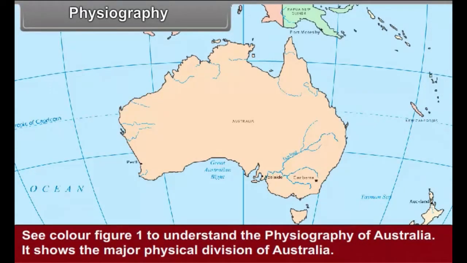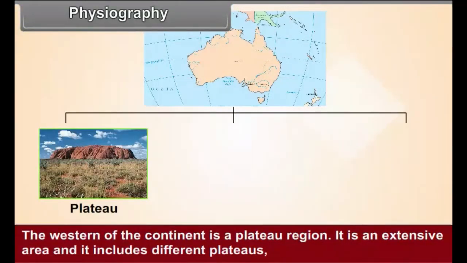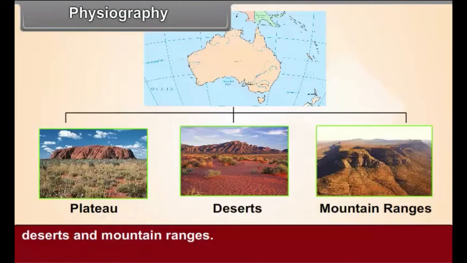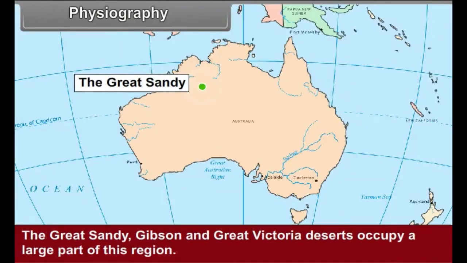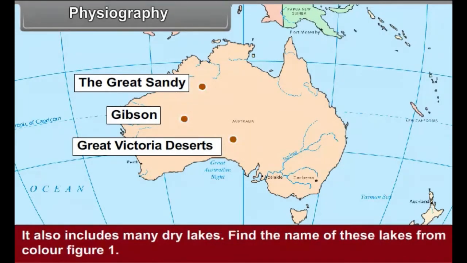Physiography. See Color Figure 1 to understand the physiography of Australia. It shows the major physical divisions of Australia. The western part of the continent is a plateau region. It is an extensive area and it includes different plateaus, deserts and mountain ranges. The Great Sandy, Gibson and Great Victoria deserts occupy a large part of this region. It also includes many dry lakes. Find the name of these lakes from Color Figure 1.